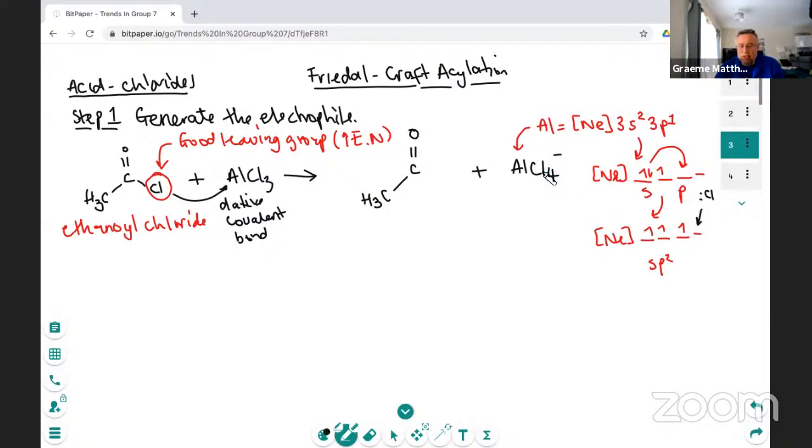I explain like this because students want to know, well, why does the chlorine leave? Because it's very electronegative. And what's it going to do with the pair of electrons that it takes? It's going to donate them into the empty atomic orbital in aluminum. So even though it's sp2 hybridized, you have an empty p orbital right there. And so this becomes negative, and then this becomes positive.